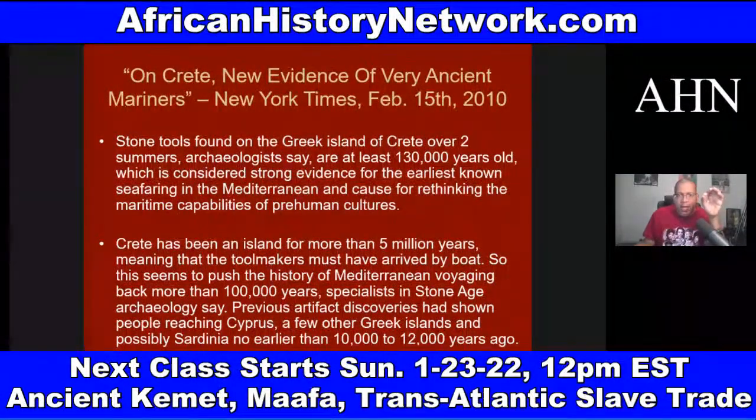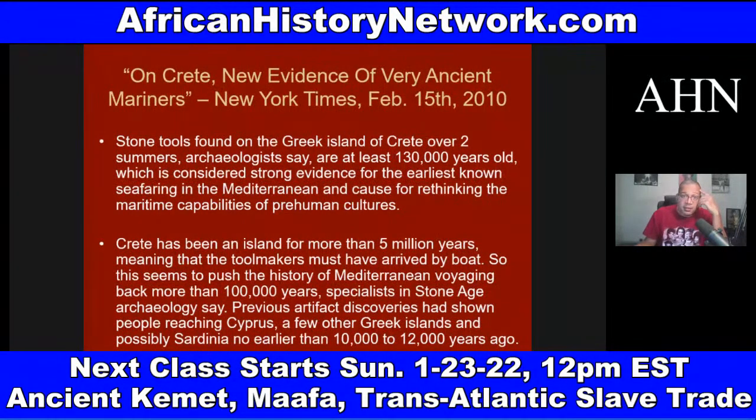Now, Crete has been an island for more than 5 million years, meaning that the toolmakers must have arrived by boat. So this seems to push the history of Mediterranean voyaging back more than 100,000 years, specialists in Stone Age archaeology say. Previous artifact discoveries had shown people reaching Cyprus, a few other Greek islands, and possibly Sardinia no earlier than 10,000 to 12,000 years ago. So they're saying they have to rethink all this stuff. They keep having to push the timelines back.